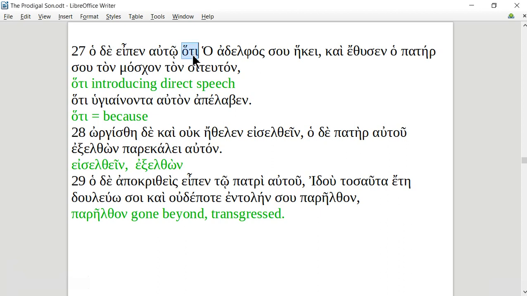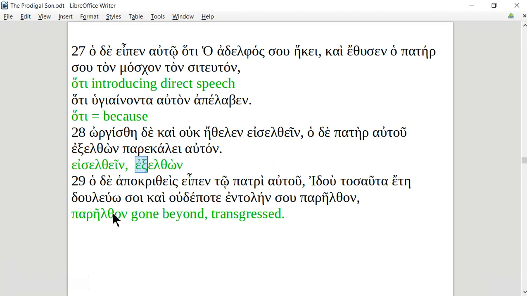Okay, here we have Hoti introducing direct speech. And here's Hoti again, this time meaning because. Because he got him back alive and well. Here in this verse we just notice the two different prefixes going with elthein, to come: es elthein, to come in, and ex elthein, to come or go out.